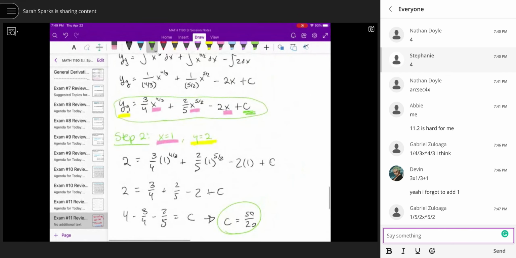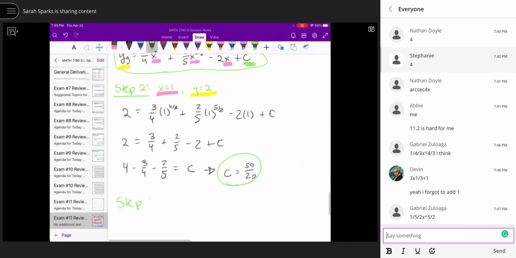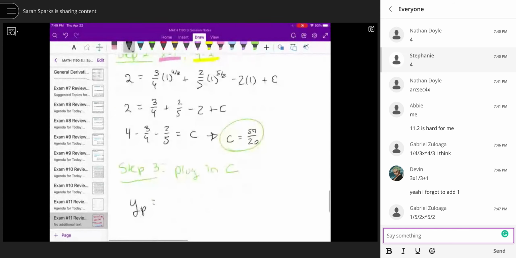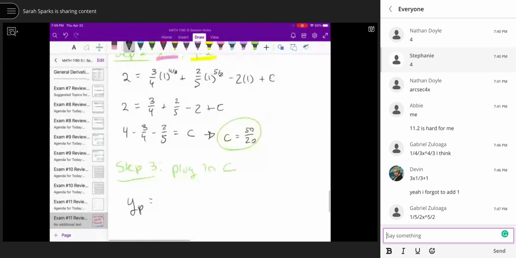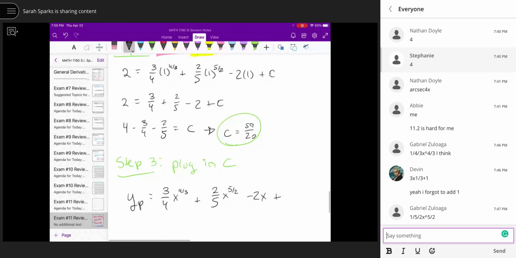And now we're almost done. That's not our final answer because we're looking for y particular, right? Our step 3 is just to plug in c. That's literally all you have to do, and that's your y particular. Right, so we have our y general. Our y particular is going to be that same antiderivative but with that c constant at the very end. It was minus 2x, and then we're going to have plus 57 over 20.